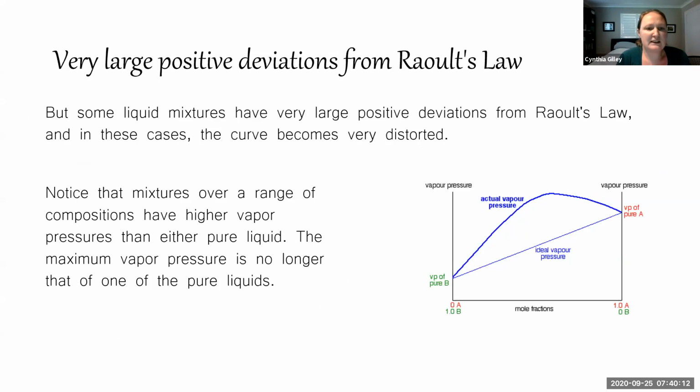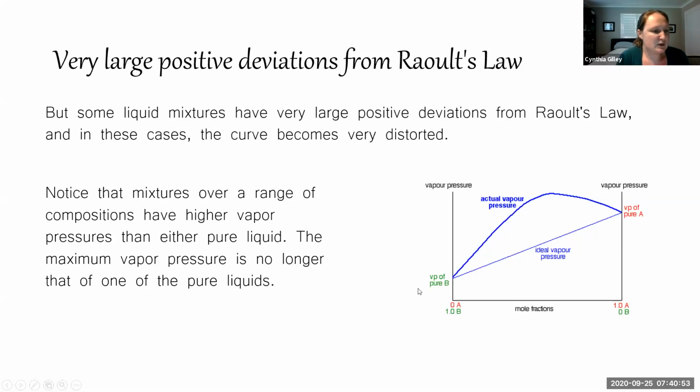But some liquid mixtures have very large positive deviations from Raoult's law. And in these cases, the curve becomes very distorted. So notice how the actual vapor pressure, let's say in a mixture of A and B, is not just a slight deviation from ideal, but now it's a large deviation. What would cause that? Basically, it means that when you mix A and B, the intermolecular forces that result from A and B are significantly weaker than between A and A or B and B. That would cause this kind of very significant curve.